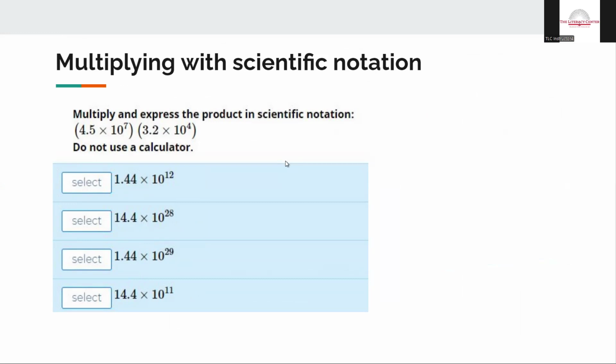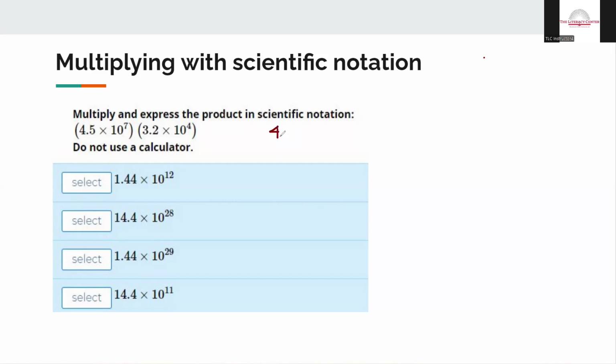Here's something else that we did not do. Multiply and express the product in scientific notation. So we didn't do any multiplication of scientific notation. What I would encourage you to do in this problem, and I know that this will work on your TI-30XS calculator, is use your skills to convert this into standard notation.